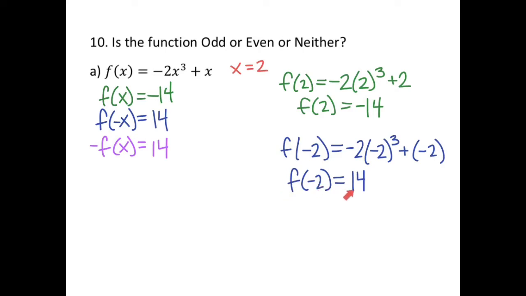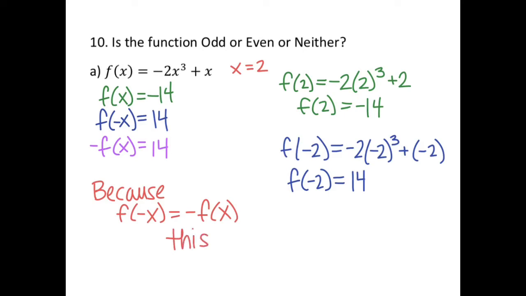Alright, so for f of negative 2, I calculated positive 14, which means f of negative x is equal to 14, and the opposite of f of x is equal to 14. So, and I'm going to write this out because this is going to be my justification, because f of the opposite of x is equal to the opposite of f of x, this function is odd. And that's going to be how we decide if it's odd, even, or neither. I'm going to do one more for you, and then you'll have some time to do some on your own.